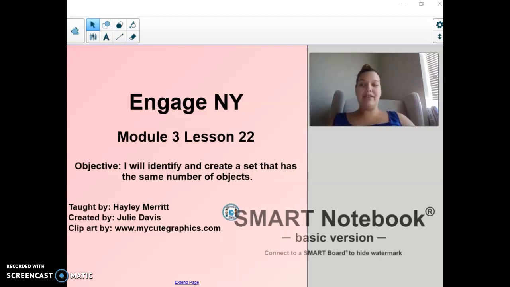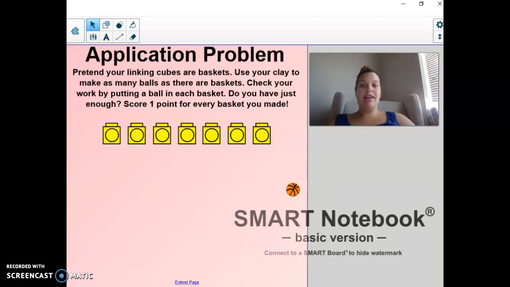Okay, we're going to dive right into our application problem this morning. I want you to pretend that the linking cubes are baskets. Look at the picture, and figure out how many basketballs we would need, because we have basketballs down here, to make our linking cubes the same as our number of basketballs. Go ahead, think about that, pause me, and come on back.